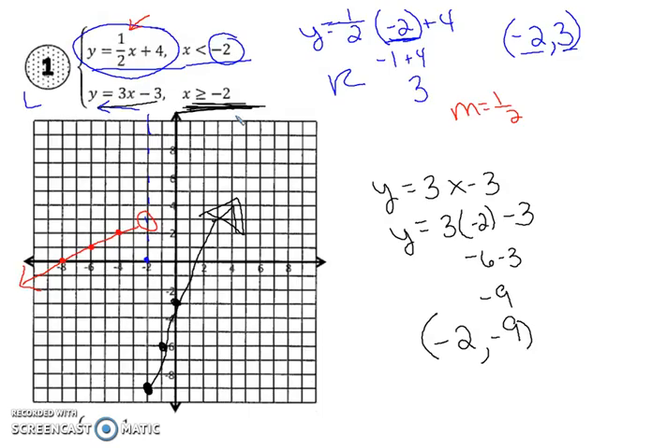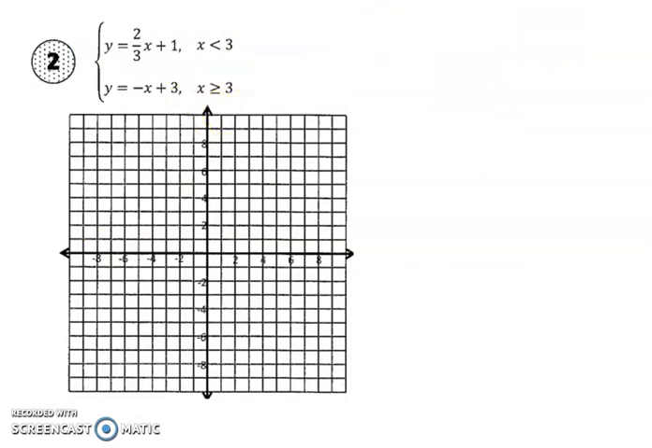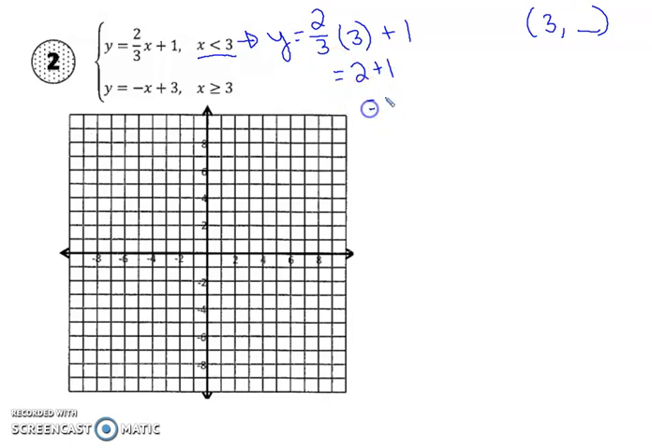Okay, so let's move on to number 2. The first step is, I'm going to grab blue. I'm going to plug in 3 to this point. I'm going to get 3 comma something. So let's plug it in. 2/3 times 3 plus 1 equals y. All I did was plug this 3 into this equation. Nothing super fancy. So I end up with 2 plus 1, which equals 3. So my point is 3, 3.